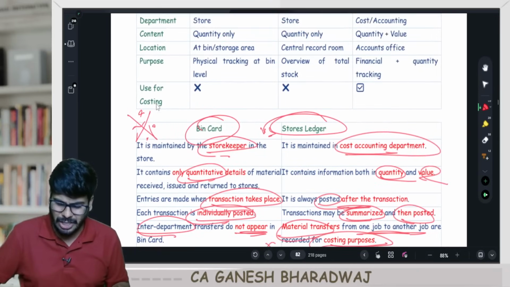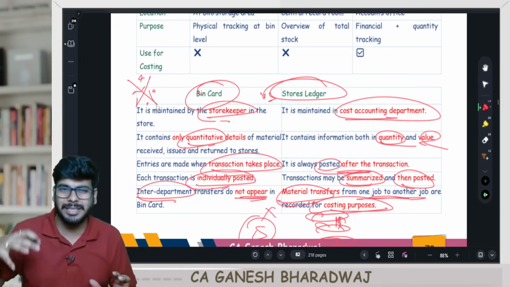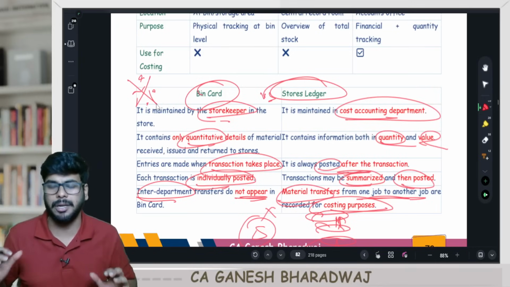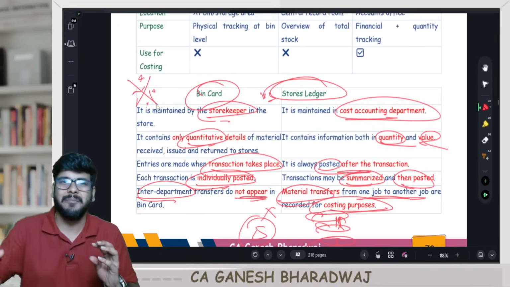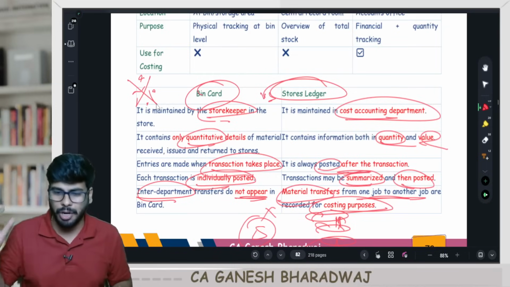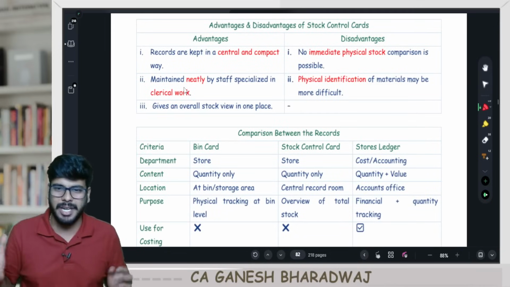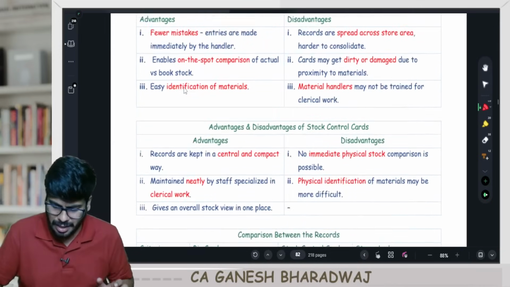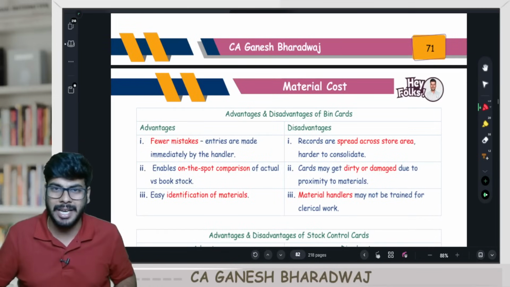Clear with this, guys? So these two are generally a very important area from a theoretical perspective in this chapter, material cost. Beyond that, some practical theory based on your EOQs or your stock levels can also come. So give more importance to this. The other areas, what I would suggest is give it one reading. I have just summarized it here neatly, so you can just give it one reading and you will be done with this particular area as well.